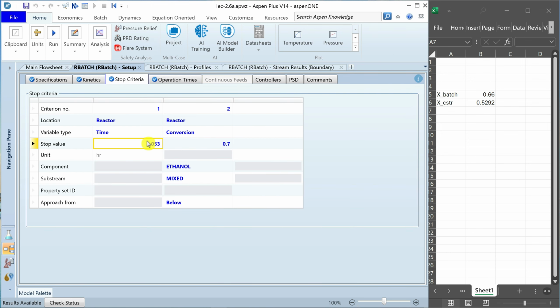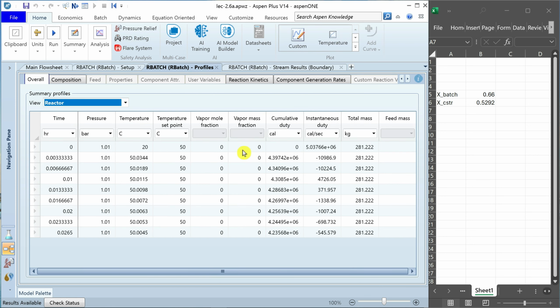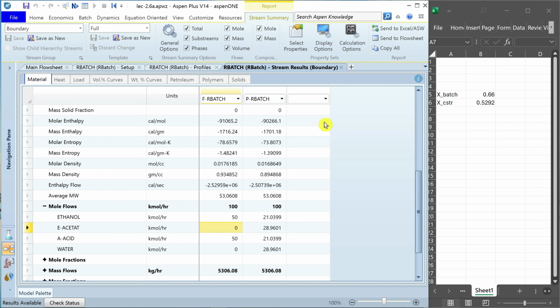Let's change the reaction time to half of its original value. Run the simulation. Check the results. You can notice that still the total mass is the same inside the reactor. That is intuitive because changing reaction time does not change the accumulated mass inside the reactor, whereas it should affect the conversion. As you can clearly notice, reducing the reaction time clearly reduces the reaction conversion.